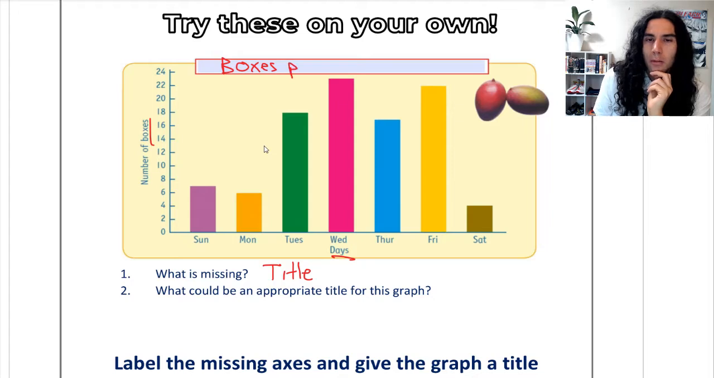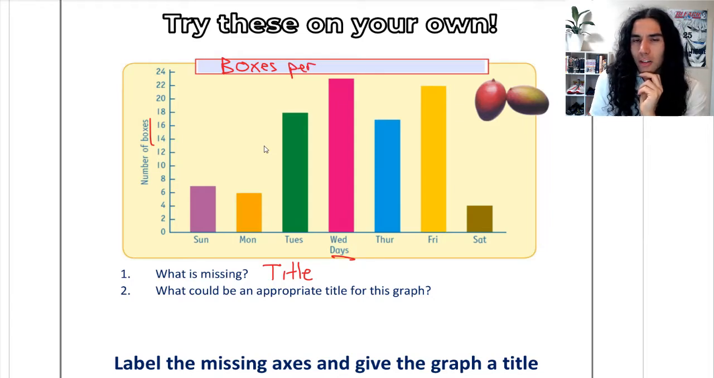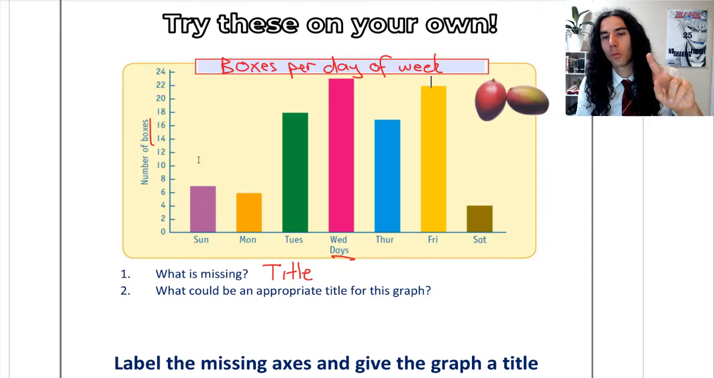You shouldn't be making a title just from the graph. Boxes per day of week. We should find out what the data was in the first place. Scrolling down. 3, 2, 1.